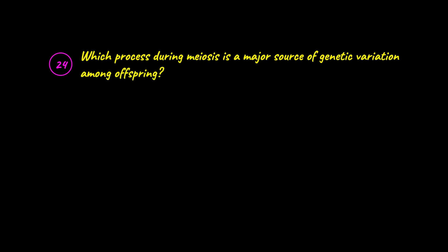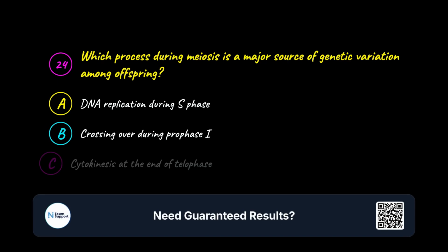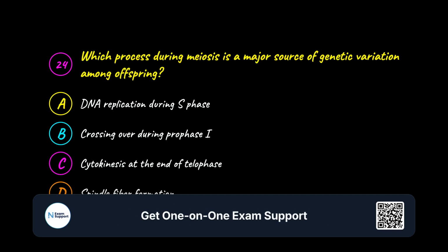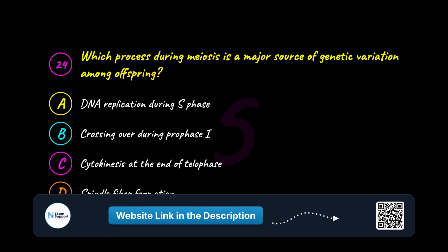Question 24. Which process during meiosis is a major source of genetic variation among offspring? Your options are A. DNA replication during S phase, B. Crossing over during prophase I, C. Cytokinesis at the end of telophase, D. Spindle fiber formation. Got a guess? Lock it in.